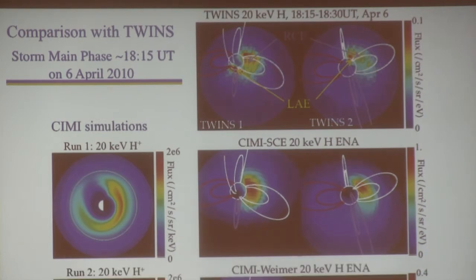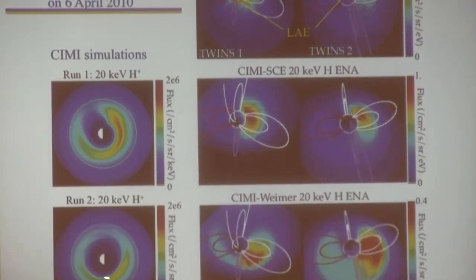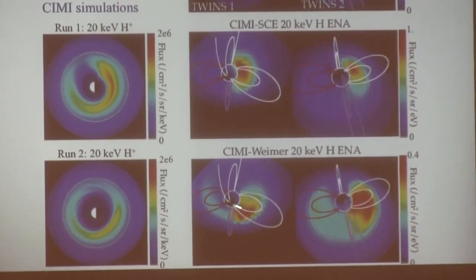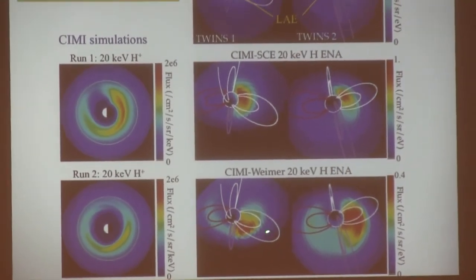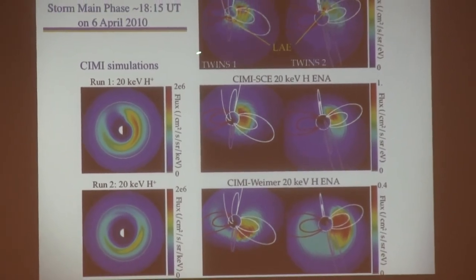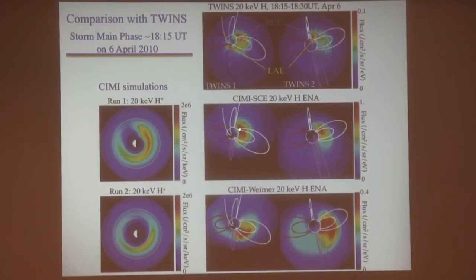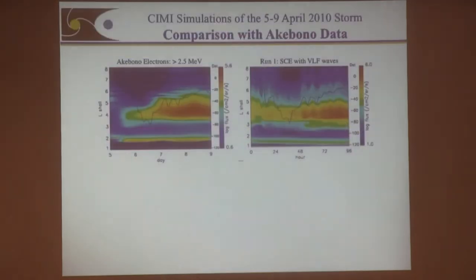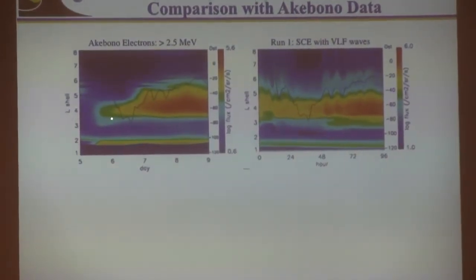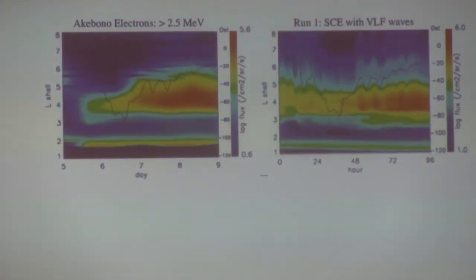If you use the Weimar model and get this ion flux and generate the ENA, you will see the local time distribution doesn't match the data well, and you can see the SEMI model had a better agreement with the TWINS data. We also compare with the Akebono data to look at the radiation belt, how SEMI can predict the enhancement of the radiation belt during the storm.